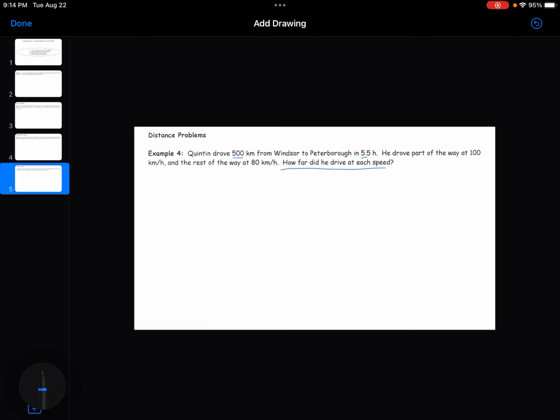So what we're looking at here is we're driving at 100 kilometers an hour and 80 kilometers an hour. So we've got let x be, what are we trying to find? Distance. How far did he drive? Be the distance at 100 kilometers per hour. And let's let y be the distance at 80 kilometers per hour. So we know we've gone a total of 500 kilometers. That's an easy one. So we've got x plus y equals 500.